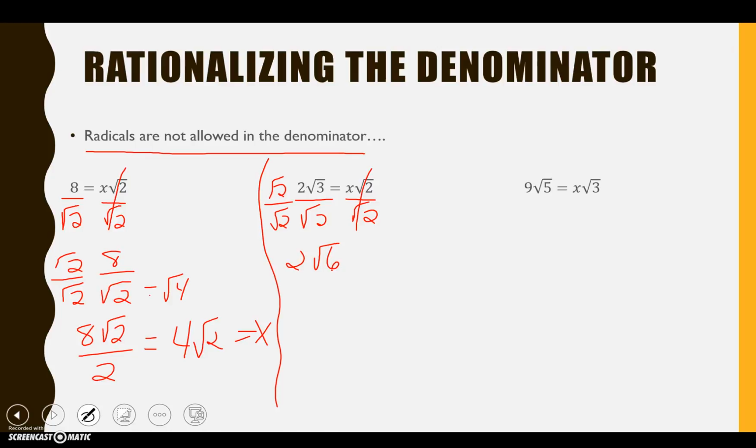And on the bottom, we just discussed on the left-hand side, if I do square root of 2 times square root of 2, I get square root of 4. And we know that the square root of 4 is 2. Well, the last thing you want to do is make sure you're simplifying, and 2 divided by 2 gives us 1. So the value of x in this problem is just square root of 6.